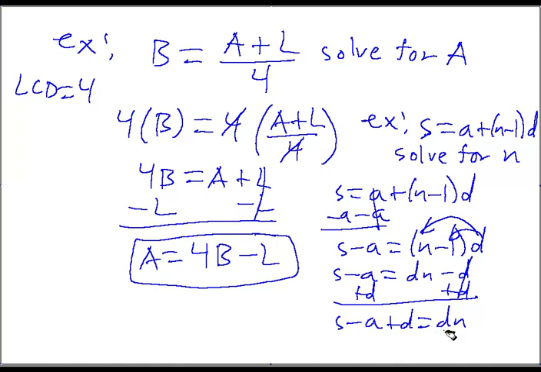All right? So let's divide both sides by what? To get rid of the D. Divide it out, right? I want to get n by itself, solve for n. So divide everything by D. So that takes care of D. So we have our solution. So n is going to be what? S minus A plus D all over D.